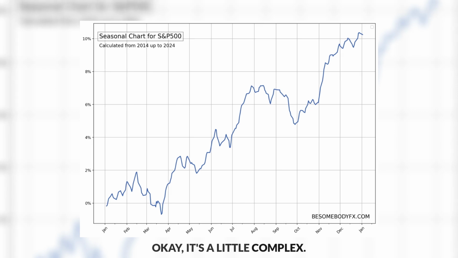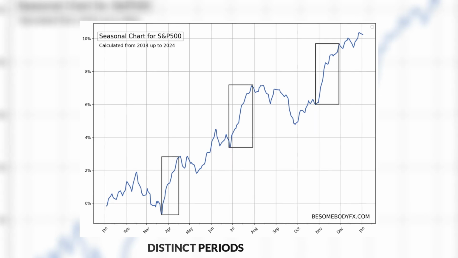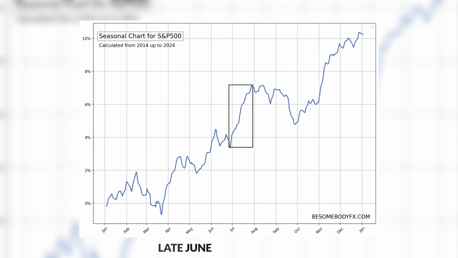Okay, it's a little complex, I get it, but here's where it gets really interesting, because notice these distinct periods during the year where price tends to move higher or tends to move lower. Now, this is where seasonality gets really useful, because we can identify on a seasonal chart the regular flows that happen through the year. For instance, let's take this time frame between late June and early July. There's clearly, as you can see, an evident bullish flow, a bullish move happening in that time range.